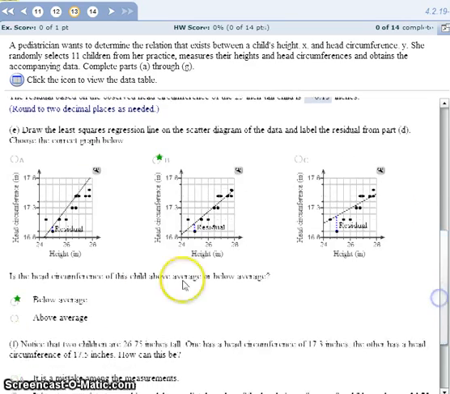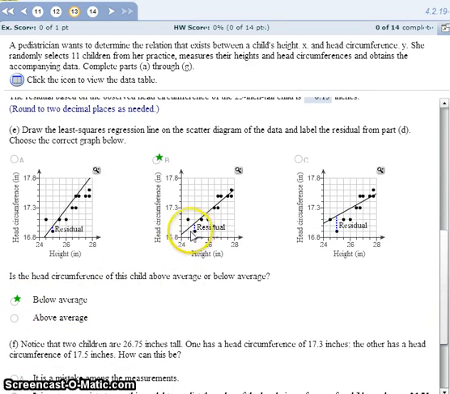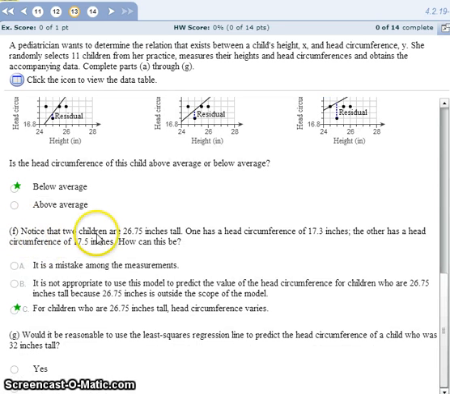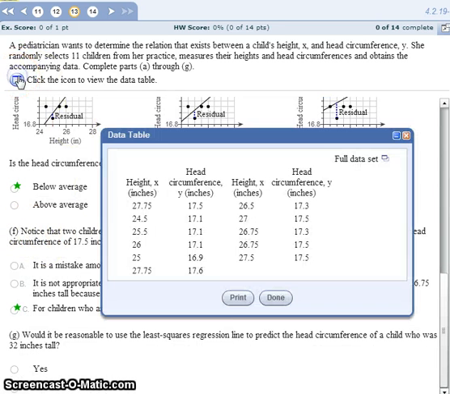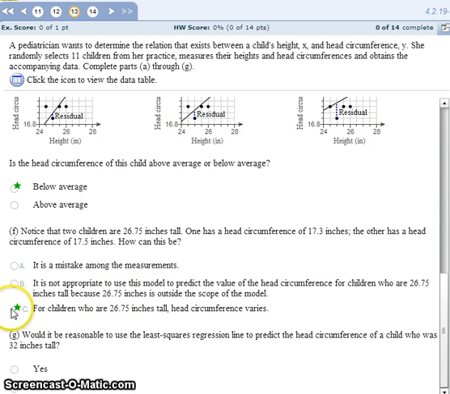And that child is below average because their plot on the scatter diagram is below the line, which is our average prediction. In this part, it says that there were 2 children who were 26.75 inches. They're both right here together, and they have different head circumferences. Nothing's wrong with that. The line is giving us an average of what we predict somebody to have, but it doesn't mean everyone is going to have exactly the same head circumference if they're the same height. So for children of any given height, head circumference will vary.